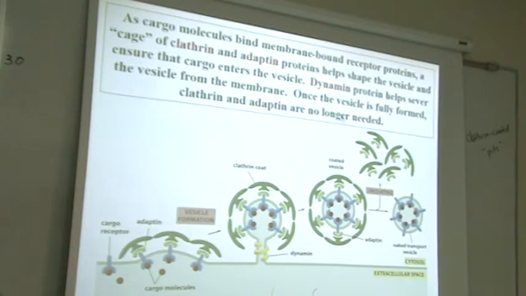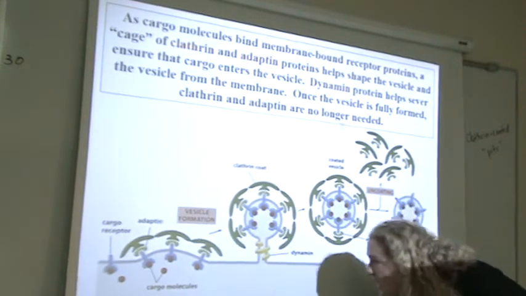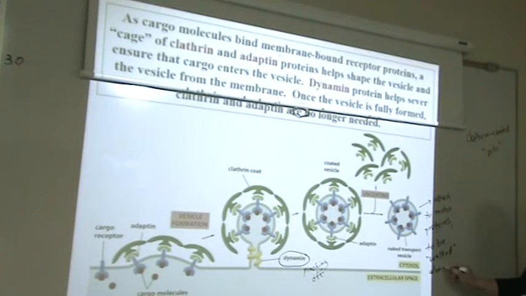At this point, we say that this is a naked transport vesicle, and it's got its cargo. The receptor is still bound there, and now the vesicle is floating away. This vesicle will not really float around in the cell very long. At this point, it's going to attach to motor proteins. And it's going to move through the cell along microtubules.